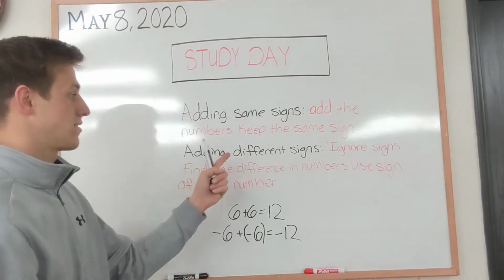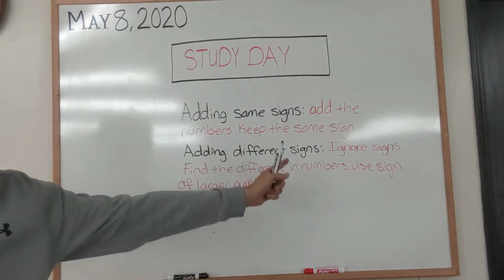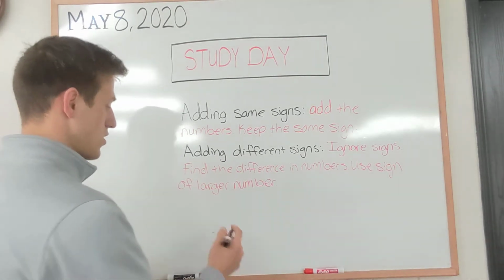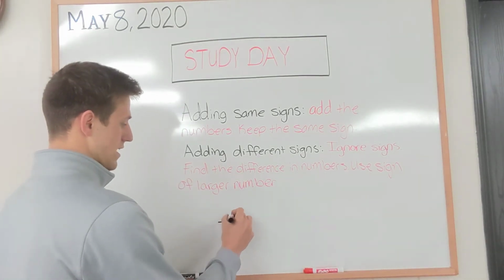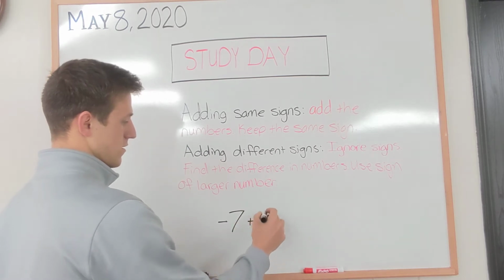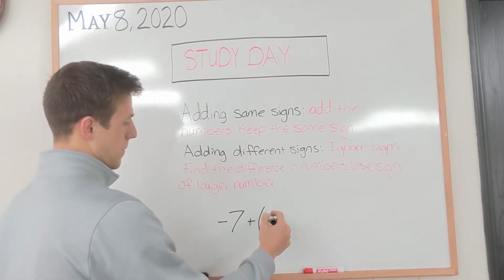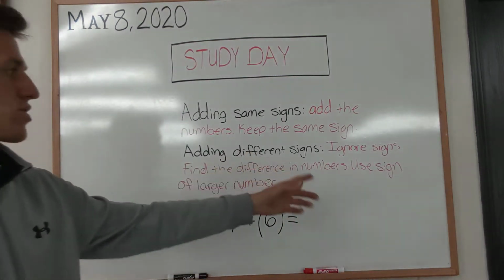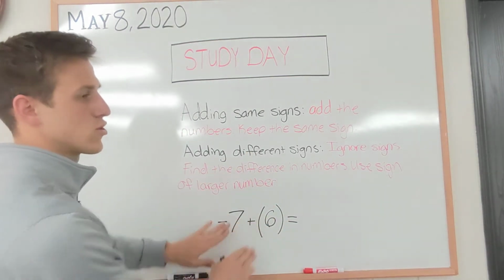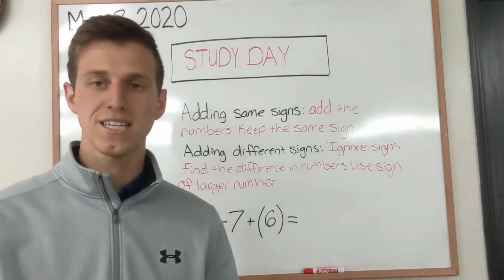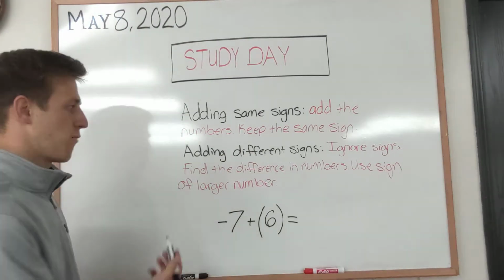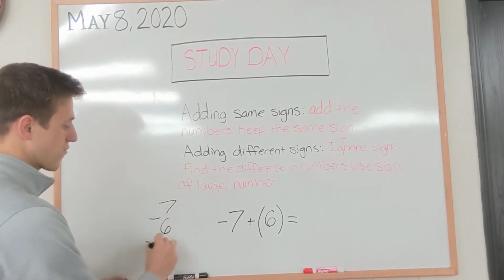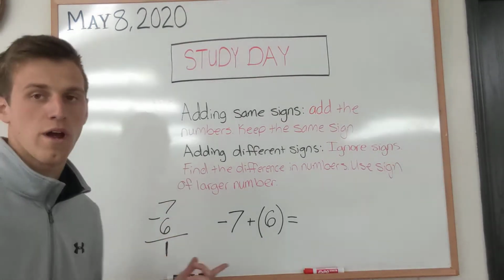If we're adding different signs, so we're still adding, but we're adding two separate signs. So for instance, we have negative 7 plus 6. When we're adding different signs, we can ignore our signs, whether they're positive or negative, and we just find the difference between the two numbers. So we're just going to subtract, right? So our difference between the numbers is 1, right?